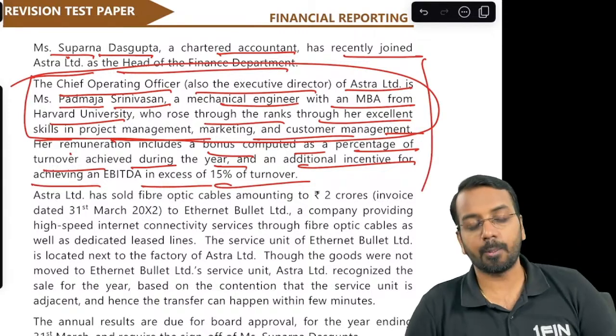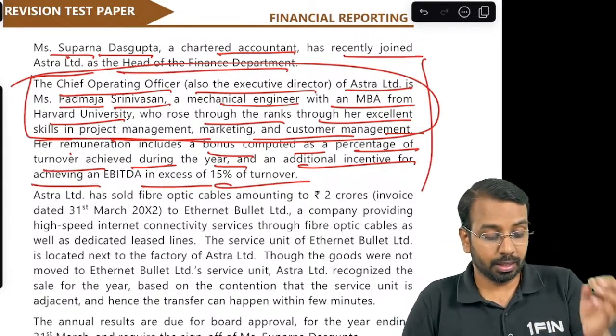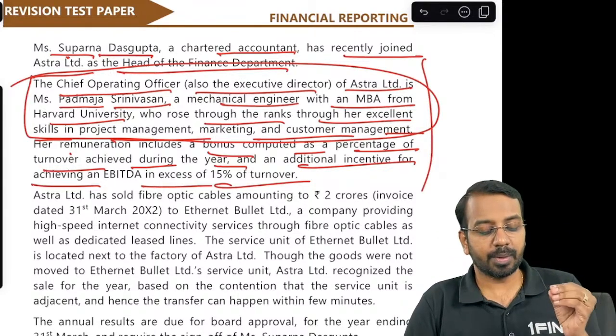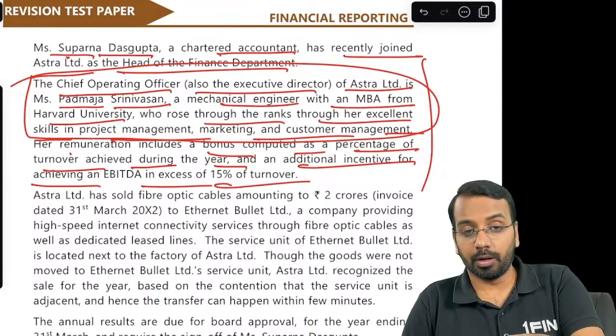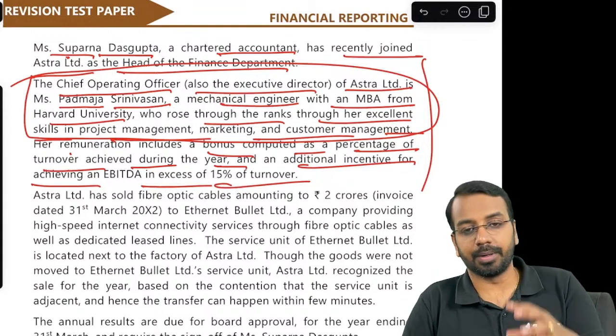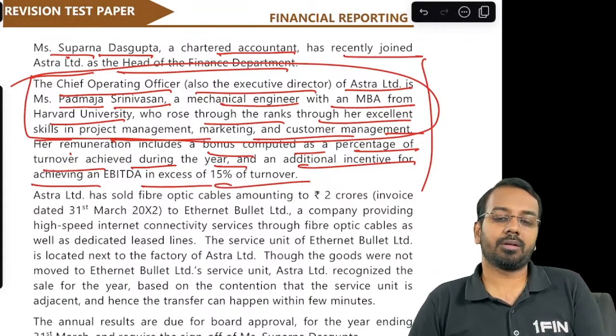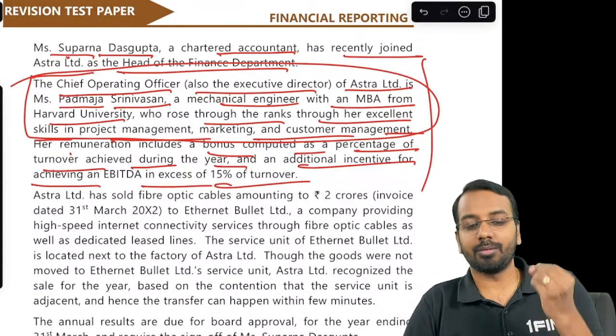Now here basically the remuneration of the chief operating officer is based on what? It is based on turnover and additional incentive based on EBITDA, which means what? Higher turnover, more incentive. Higher EBITDA, more incentive.